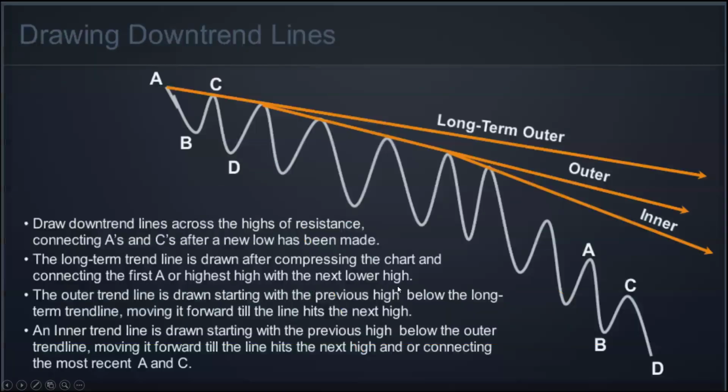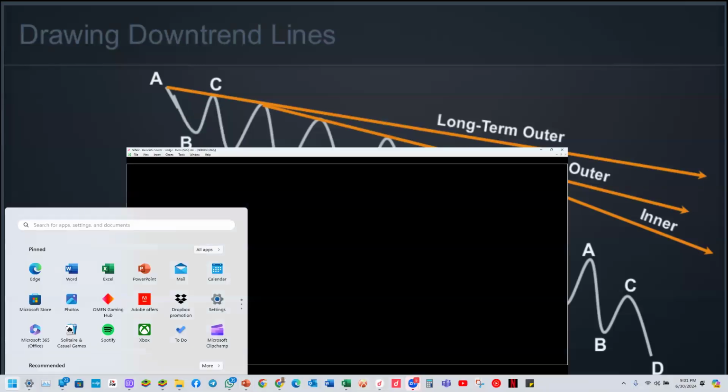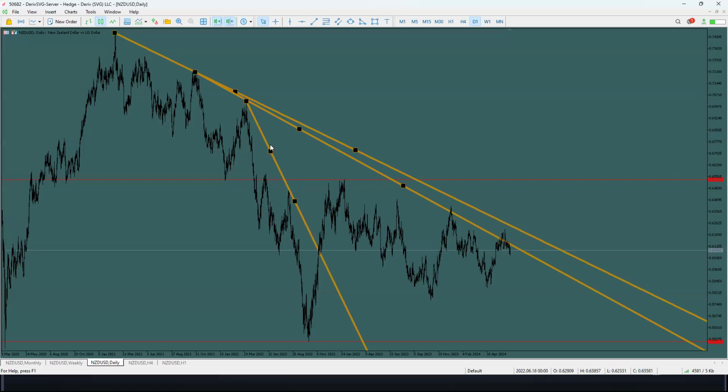All right, so let's go back here. That is what I just did, explained in this diagram. The long-term trend line, the outer trend line, and the inner trend line. We've drawn all three on this chart right now. Now, this was before this movement. Remember, when you are drawing the trend line, you are looking at the highest point and you're looking at the lowest point.